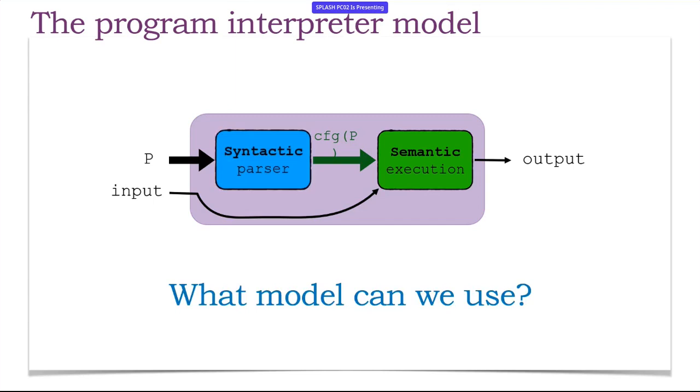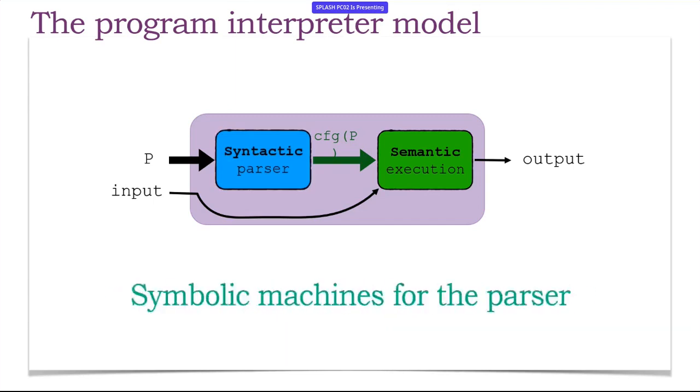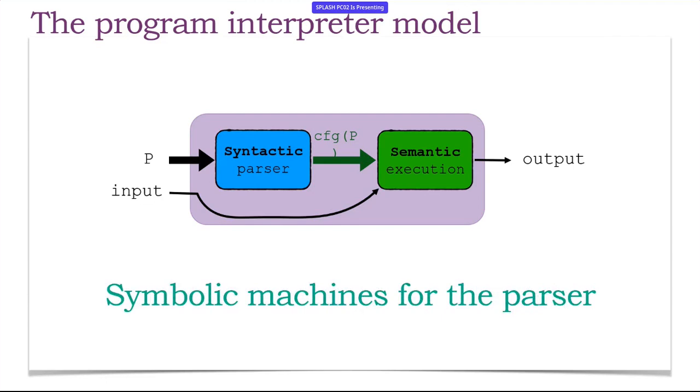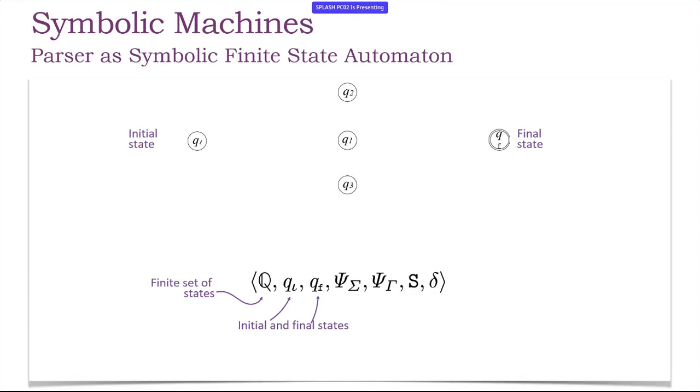So the first step is which model can we use for parsing the program. And the idea we exploit is to use symbolic machines for modeling the parser. What is a symbolic machine? A symbolic machine, we have here an example of automaton, is just a finite state automaton where the alphabet may be infinite. So instead of labeling edges with symbols, we label edges with predicates.